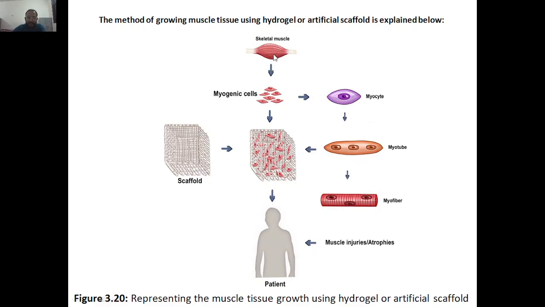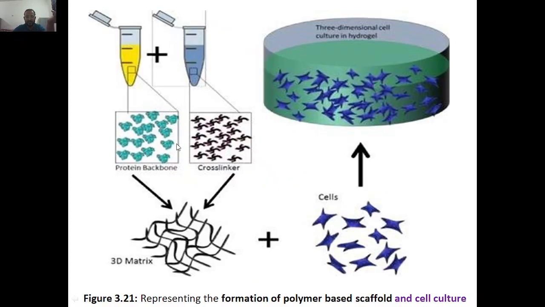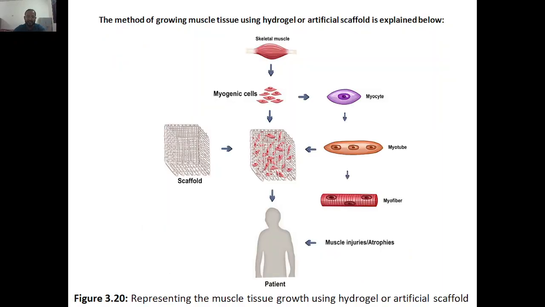Now I have extracted this muscle and harvested the cells. Those are the myogenic cells. That was the first thing. What are the two things we need? The cells and the scaffold. Now this is a scaffold. I have prepared this in many different ways. I can use a protein backbone and a cross linker. You add these two things, you will get a 3D matrix. That can be the hydrogel or 3D synthetic matrix. So that's how you can prepare the scaffold.